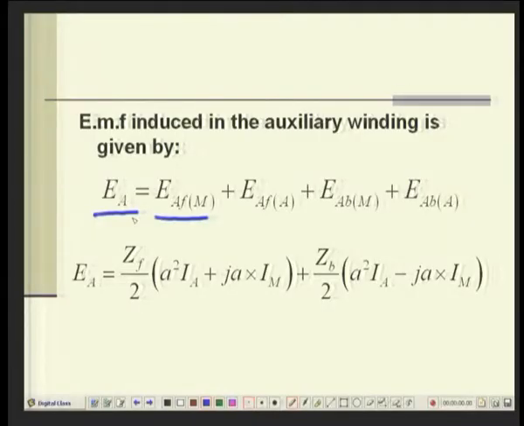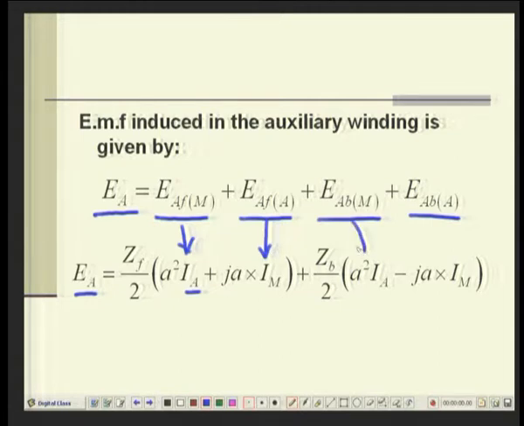Now, what is the voltage induced in the auxiliary winding? It will be the same: EAF due to main winding, EAF due to auxiliary winding, EAB due to main winding, EAB due to auxiliary winding, right. Similarly, your EA, the net voltage induced in the auxiliary winding, will be due to the forward field of A I A, which we already derived. This is A square I A plus J A I M, because this is this current, okay, E F auxiliary.